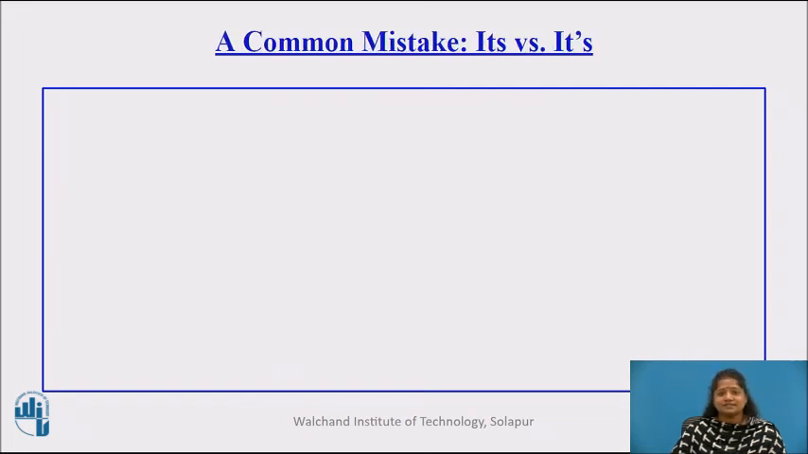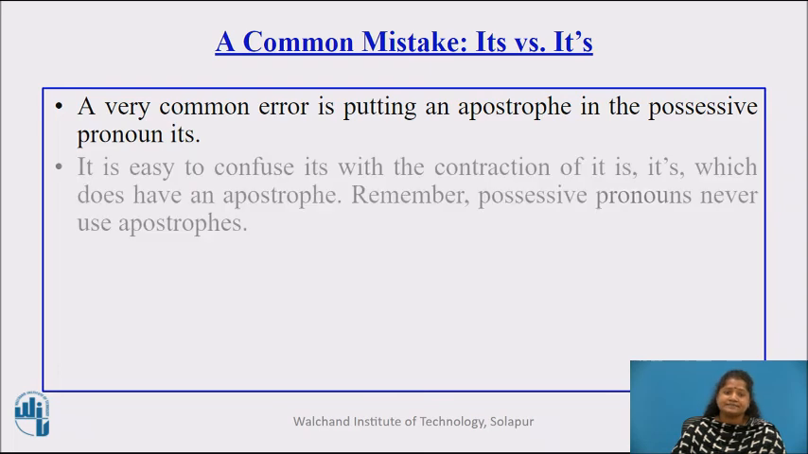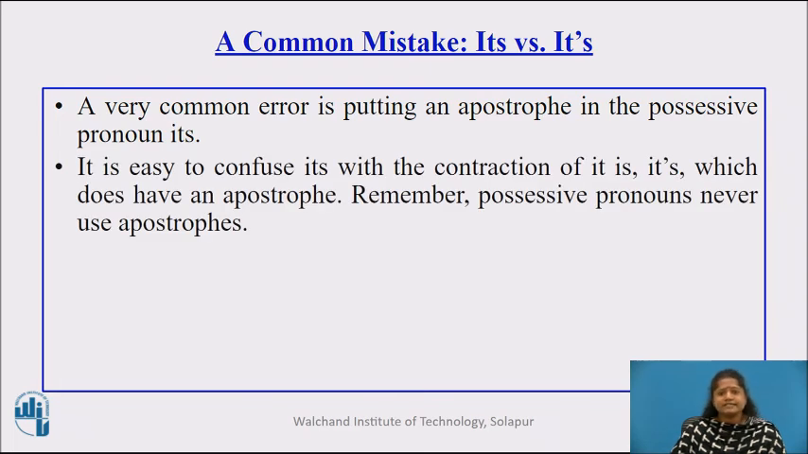Now, let us learn to avoid a common mistake, it's versus its. It's the difference of apostrophe. A very common error is putting an apostrophe in the possessive pronoun its. It is easy to confuse its without apostrophe with the construction it's, short for it is, which has an apostrophe. Remember, possessive pronouns never use apostrophes.